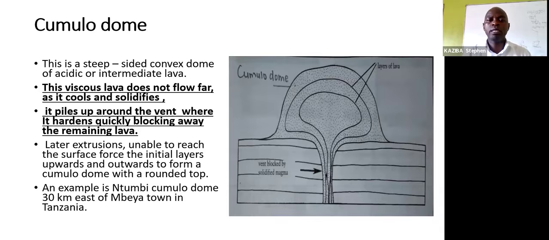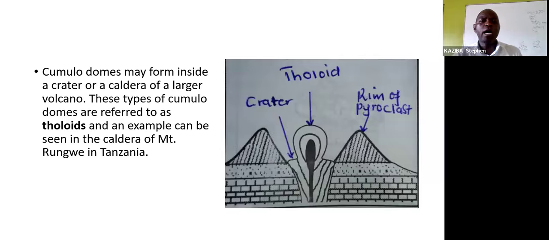So how are they formed? They are formed by eruption of acidic lava around the vent, where it hardens very fast, blocking the remaining lava from flowing outside. Then it cools, and the coating is on top. Inside, it remains fluid. Then the material keeps coming from down due to later eruptions, and it keeps widening and widening and widening. Now, if it happens to form in a crater, it forms what we call a thyroid. So you give examples, draw illustrations, and then that one is done.